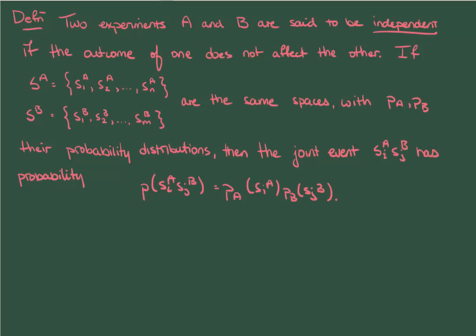When we combine two experiments, we talk about their joint probability. And if the two events are independent, then we can compute the joint probability by multiplying the probability of each individual event. Let's start with an example of independent events.